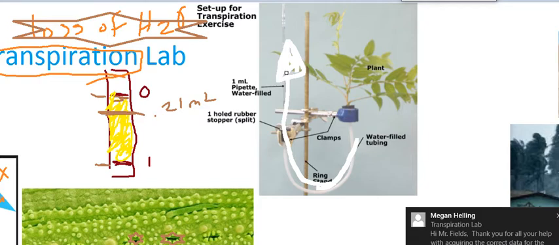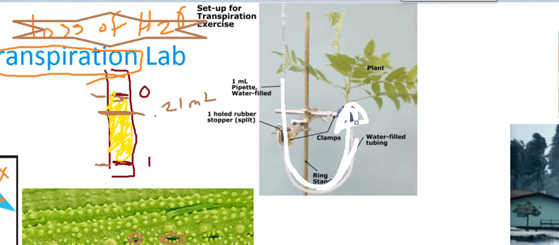I'm sorry, I wrote that wrong. It moved this direction because the water leaves out the leaf. So that is the nature of water loss through transpiration. Okay, so that takes care of that.